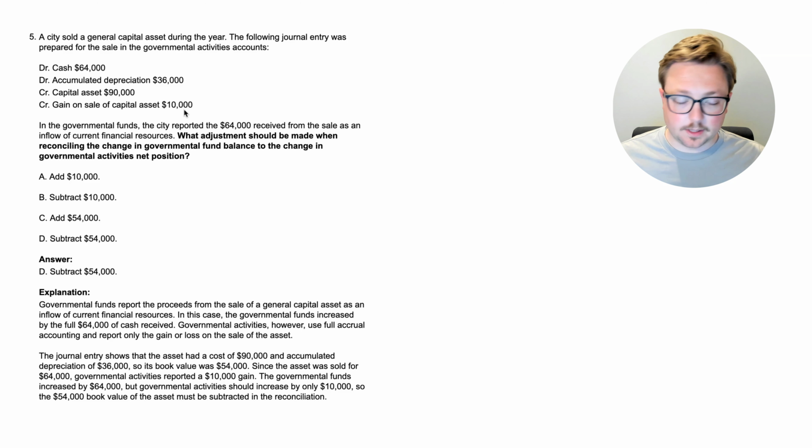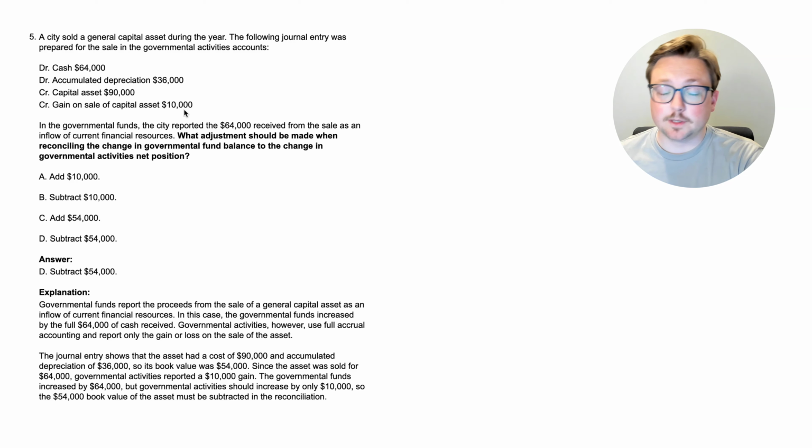But then again, because we're going from governmental funds, or changing governmental funds, to changing governmental activities net position, we have to go from the $64,000 down to the $10,000, and that's why we subtract $54,000. So with that, we've learned quite a bit in this video about reconciling governmental funds and governmental activities net position, and change in governmental funds and change in governmental activities net position.